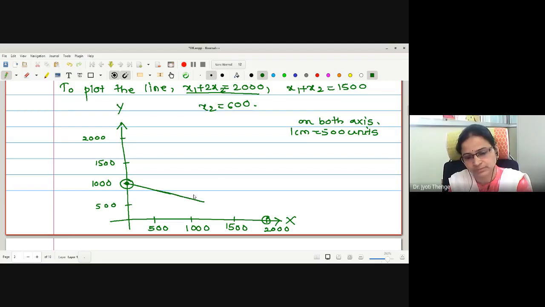And I don't know up to which extent this is going to be correct. Okay, this is the first line. Now let me plot the second line. Second line is x1 plus x2 is equal to 1500. Therefore, what are the coordinates? Can anyone tell me quickly?